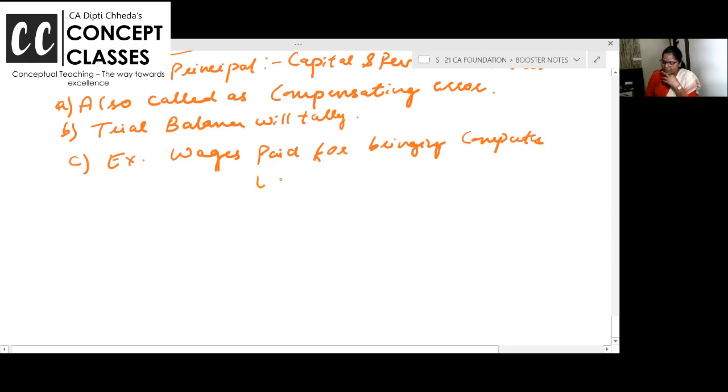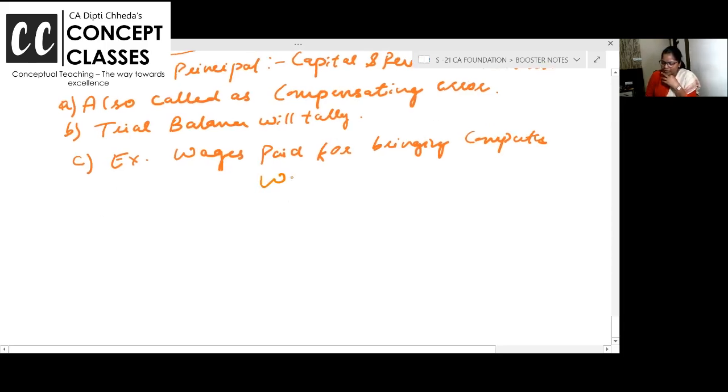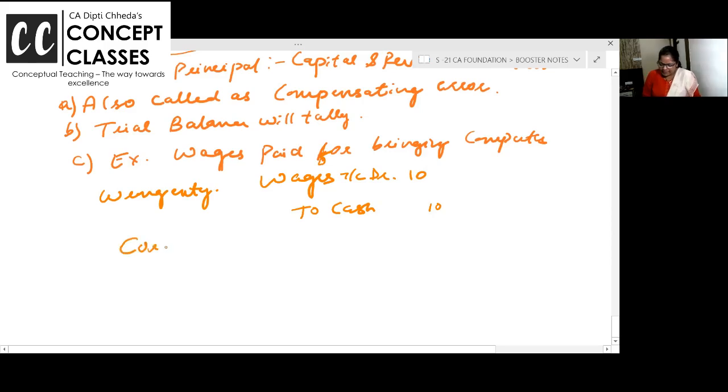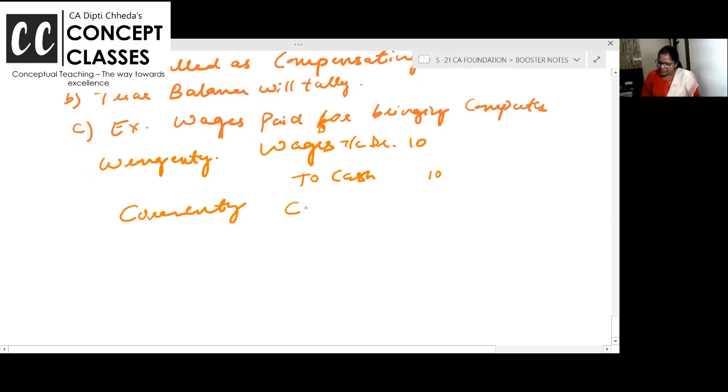I'll give you the answer only. क्या हुआ है? Wages account debit to cash, say 10 rupees. Wrong entry. Wages paid for bringing computer, you have debited to wages account. What is the correct entry?